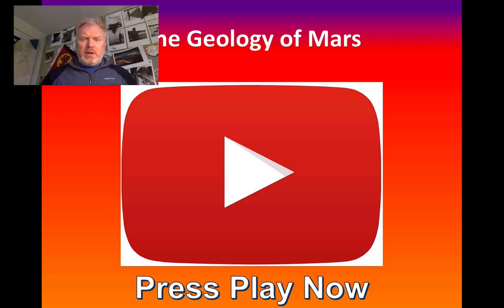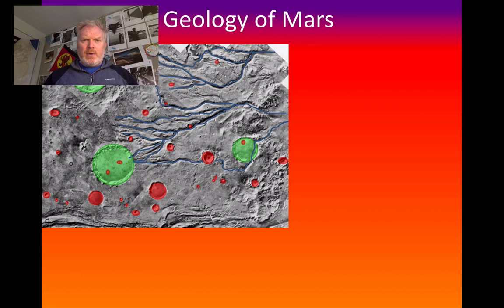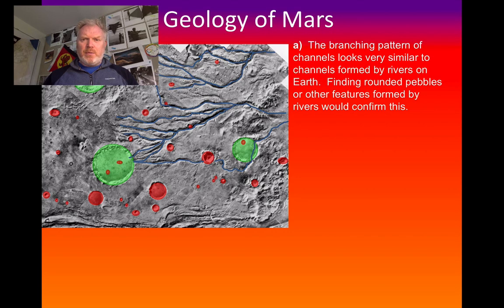Okay, let's have a look at some of the answers then to these questions. I started off by asking you about the river channels highlighted in blue. How do we know that these are formed by rivers? Well, if you look at the branching pattern of these rivers and compare them to what we see on Earth, we see they're very, very similar.